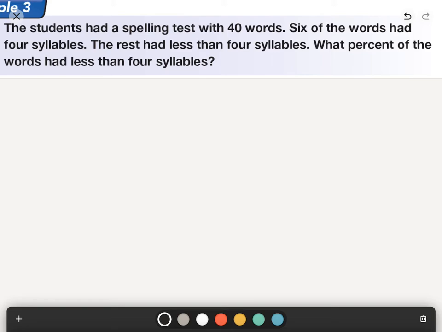The students had a spelling test with 40 words. 6 of the words had 4 syllables. The rest had less than 4 syllables. What percent of the words had less than 4 syllables? Okay, so set up your percentage box, see what you could fill in. What is still a mystery? Take a couple deep breaths, let you get out ahead of me.